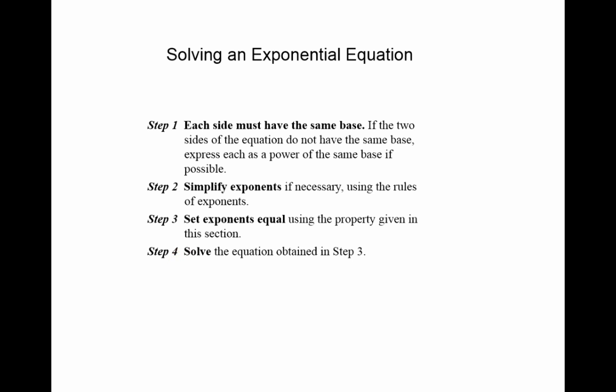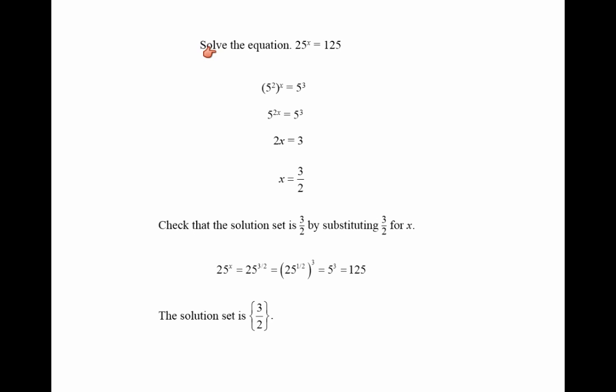Let's take a look at this example: 25^x = 125. Step number 1 is to see if you can make the base the same. It looks like I can. This is 25, this is 125, and both of these are powers of 5. 25 is 5 squared, and 125 is 5 cubed. So if I write this all with base 5, the left-hand side becomes 5^(2x), and the right-hand side is 5^3.